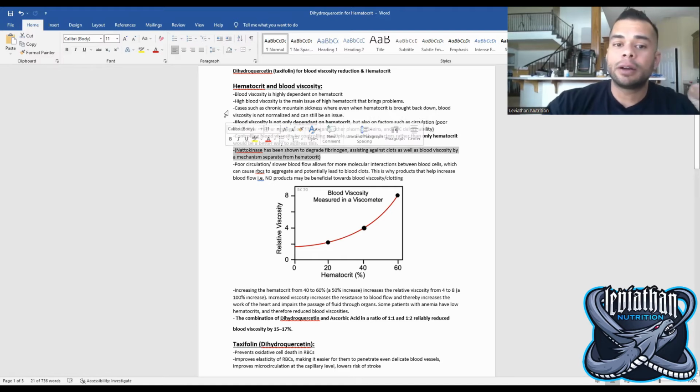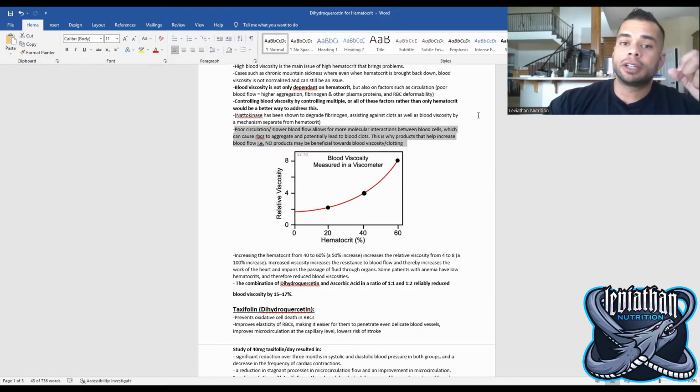And kind of a side note, this video is not on nattokinase, but it is in HEMO FLOW. So nattokinase has been shown to degrade fibrinogen, and that's how it assists against blood clots and can possibly reduce blood viscosity. So that's another one of these methods for controlling blood viscosity that we're going to get into, rather than only focusing on hematocrit.